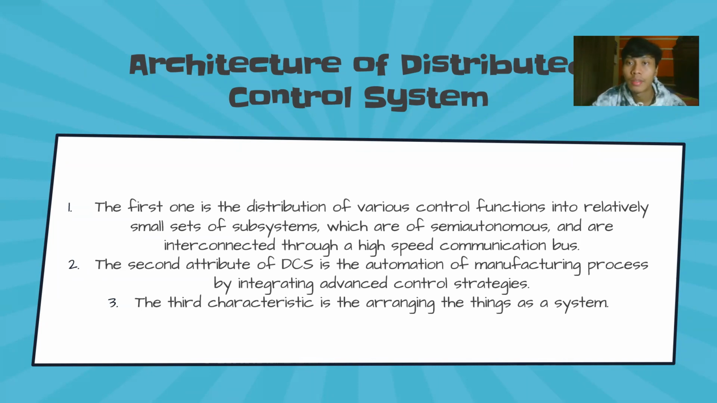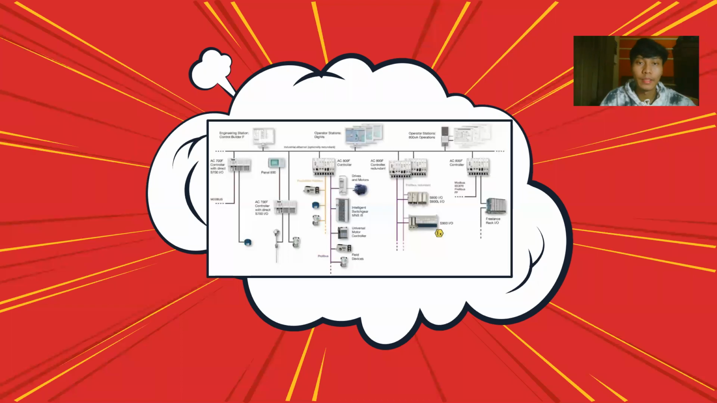Now is the architecture of the distributed control system. As the name suggests, DCS has three main qualities. The first one is the distribution of various control functions into a relatively small set of subsystems, which are semi-autonomous and are interconnected through a high-speed communication bus. The second attribute of DCS is the automation of the manufacturing process by integrating advanced control strategies. The third characteristic is arranging the things as a system. And these attributes of DCS can be observed in its architecture shown in the diagram.